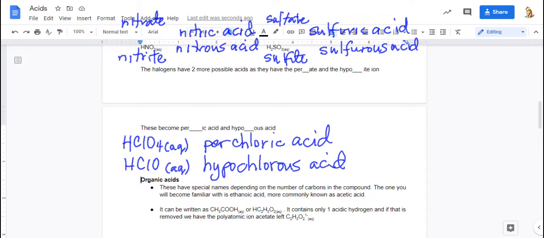So the per and the hypo all have to do with the halogens. You're not going to do it for the nitrates, the sulfates, the phosphates, the acetates, okay? Just for the ones that contain the halogen with oxygen in a polyatomic ion.